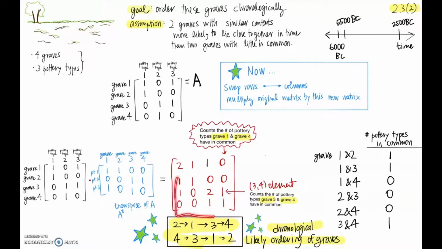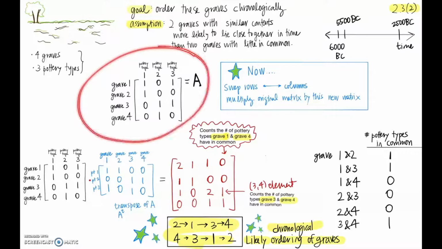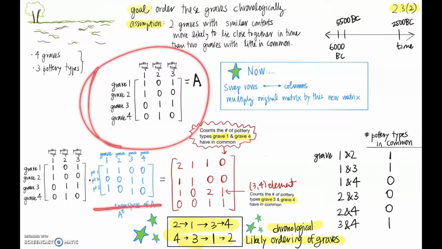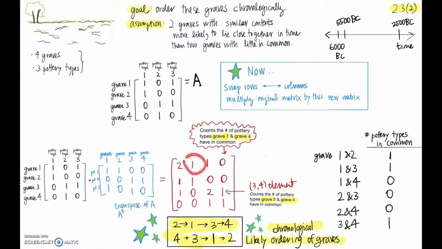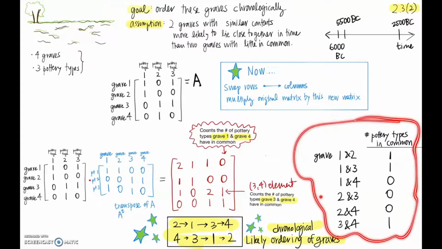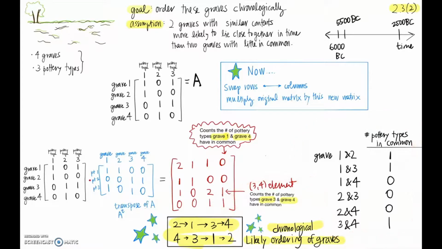The reason that we didn't need these elements so much down here is because they were already represented up in this upper right triangular section. If you had a very large number of graves and a very large number of pottery types, the work is similar. You take this matrix, multiply it by its transpose, and you'll get entries that tell you how 2 graves compare, how many pottery elements they have in common. And that leads you to being able to order things in this way and order them chronologically.